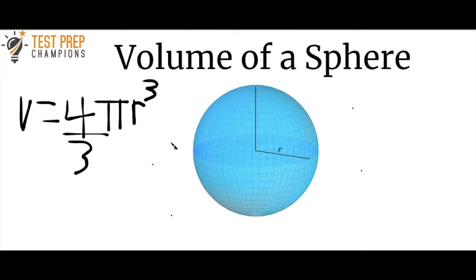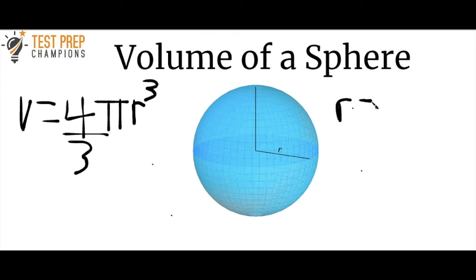It's just a round 3D object, and we see that the formula is the volume equals 4/3 pi r cubed. So we've got pi again, the same symbol that we just saw with the cylinder, and we see the radius, but this time it's not radius squared, it's radius cubed.